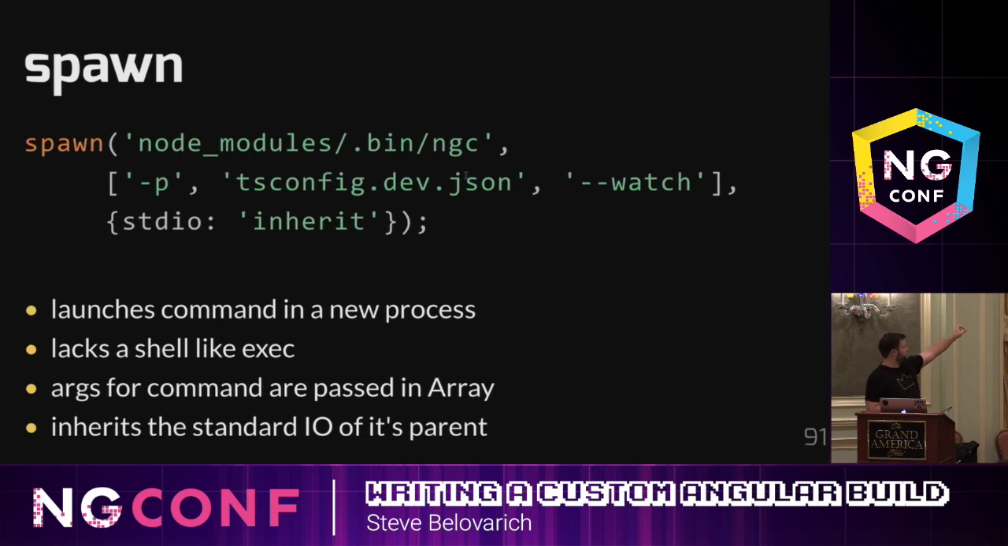We're going to point spawn towards ngc, but spawn, unlike exec, lacks a shell. So with exec, we could have just passed in the command like we would in the terminal. But with shell, we can't do that. Or sorry, with spawn, we can't do that. With spawn, we have to pass in the arguments, like so, for our command we want to run in an array as the second argument.